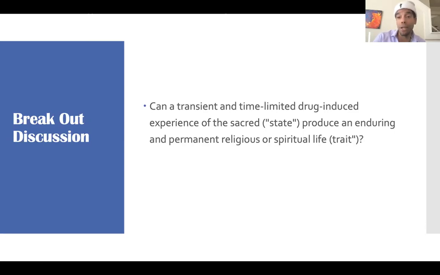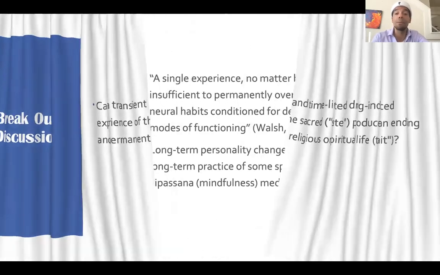So a question I was going to ask is, can a transient and time-limited drug-induced experience of the sacred state, right, of an enlightened state, let's say, of this heightened awareness, produce an enduring and permanent religious or spiritual life trait, right? So does some transcendent experience or phenomena lead to some transcendent or permanent impact on one's life that they incorporate as a trait? So that's something for you to think about.